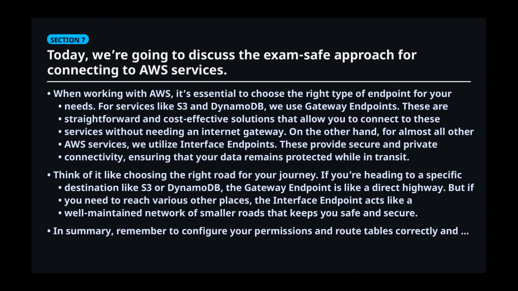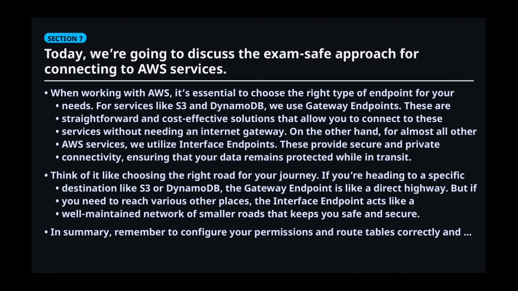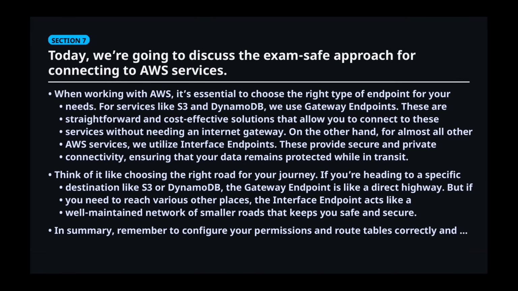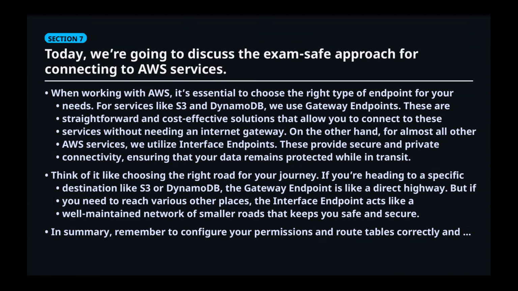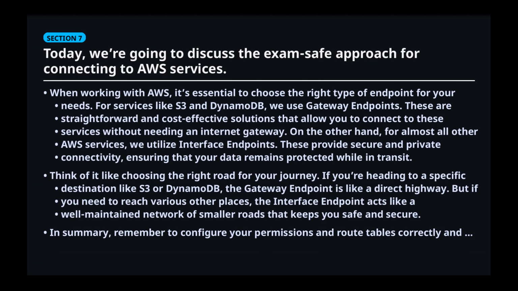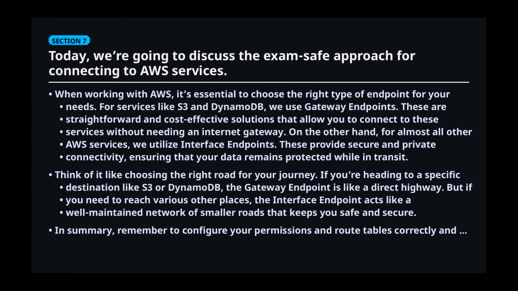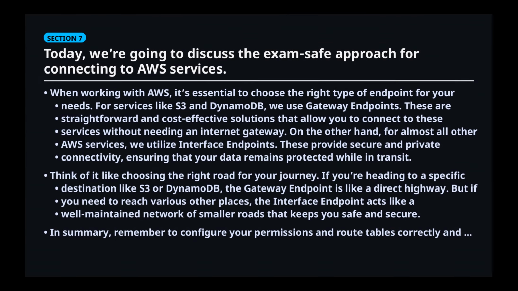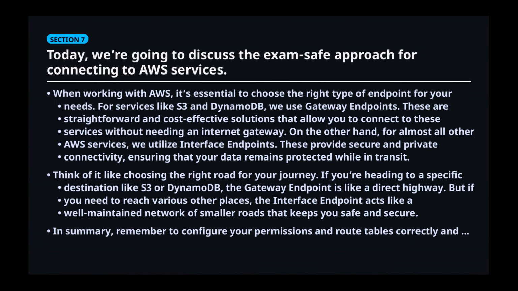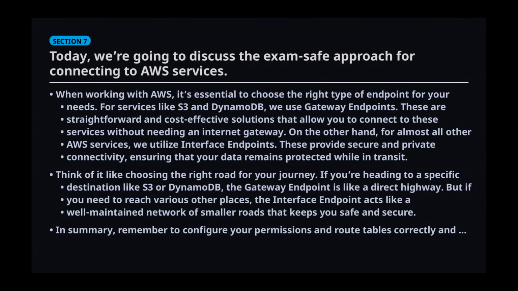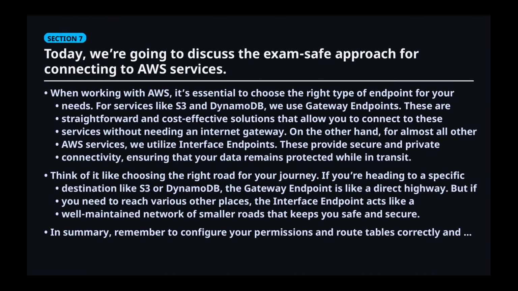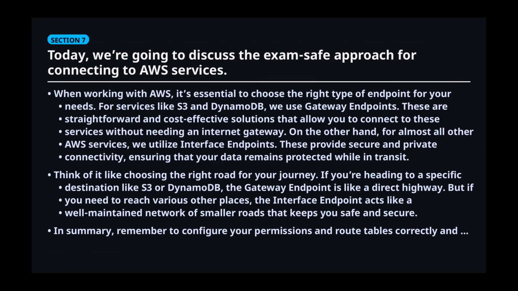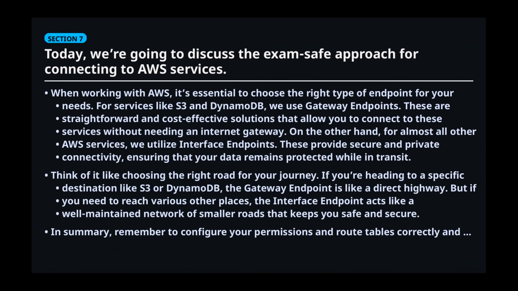Think of it like choosing the right road for your journey. If you're heading to a specific destination like S3 or DynamoDB, the gateway endpoint is like a direct highway. But if you need to reach various other places, the interface endpoint acts like a well-maintained network of smaller roads that keeps you safe and secure. In summary, remember to configure your permissions and route tables correctly and conduct thorough testing. Gateway endpoints are ideal for S3 and DynamoDB, while interface endpoints serve the rest of the services effectively.